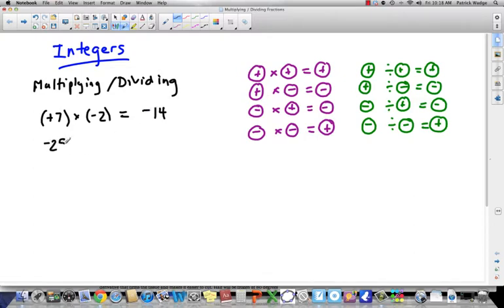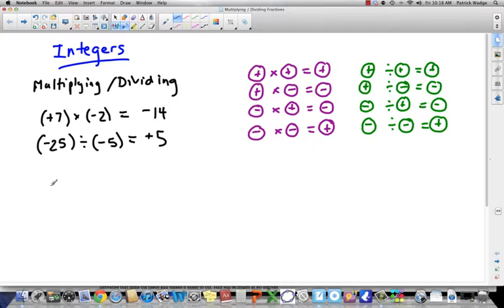Negative 25 divided by negative 5. Ignore the signs. 25 divided by 5 is 5. Negative divided by negative, it's a positive. Positive 5. You can put the plus if you want, you don't have to. All right, that's about it.